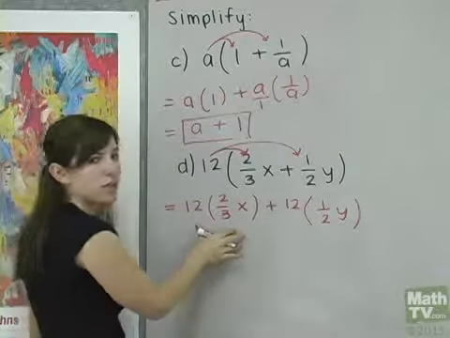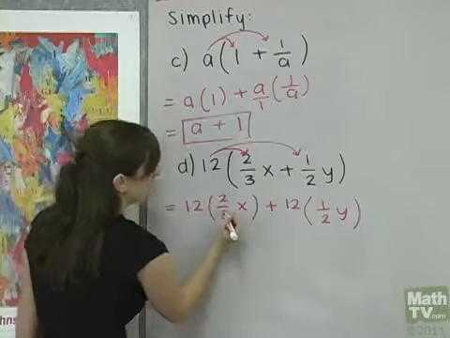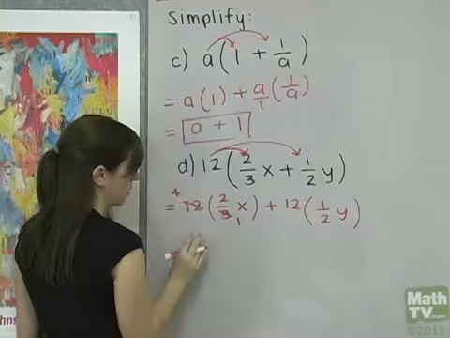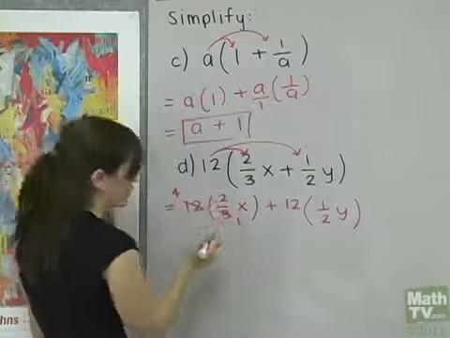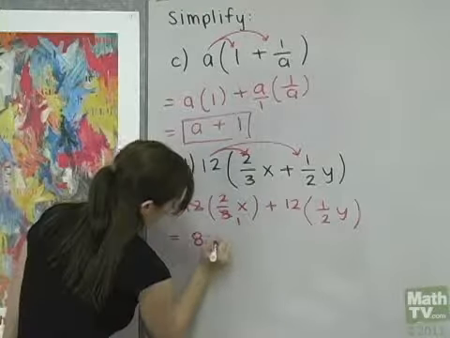Now just looking at 12 times 2/3 x, we know that 3 is a factor of 12. So our 3 becomes a 1 and our 12 becomes a 4. So now 4 times 2 gives us 8. And we bring over our x.